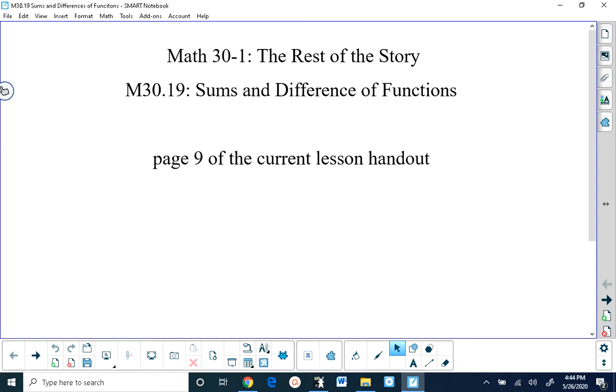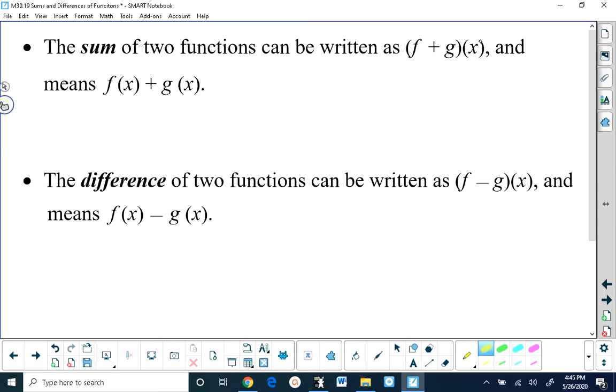We're going to be looking today at lesson 30.19, which deals with sums and differences of functions. And this can be found on page 9 of your current lesson handout.